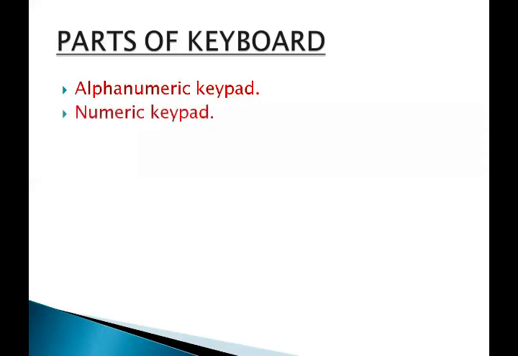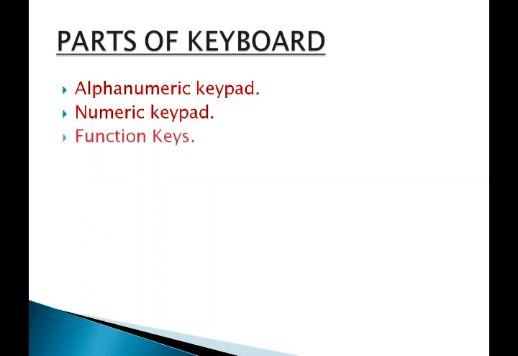Number two is the numeric keypad. It is usually placed on the right-hand side of the keyboard and looks like a simple calculator. It includes the following keys: numeric keys from 0 to 9 digits, the four basic operations plus, minus, multiply and division, and the Num Lock key that works similar to the Caps Lock key.